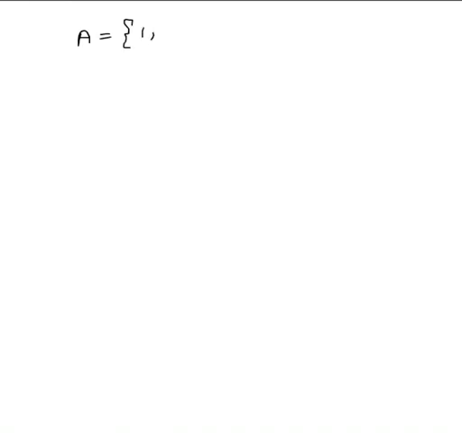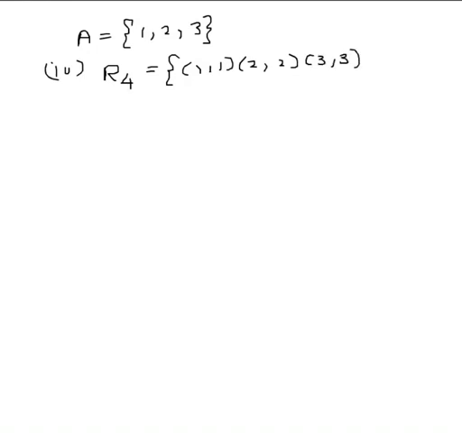Now, fourth, we'll use the same set {1, 2, 3}, and we have to write a relation which is reflexive, transitive, but not symmetric. Let me take this as R4. It should be reflexive. Of course, I have to write (1, 1), (2, 2), (3, 3) to make it reflexive. If I leave it like this, it will be transitive, but it becomes symmetric also. Okay, let me add one more element, (1, 2). Now check.